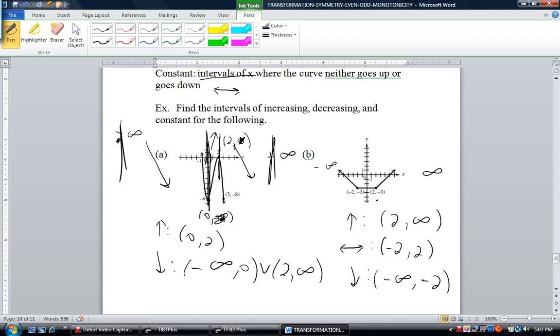Now the reason why we use parentheses is because at negative 2, it's changing. It's not going down, and it's going constant from there. So what would you put at negative 2? Would it be decreasing or would it be constant? Well, it's actually neither. It's changing direction. That's why we use parentheses around these. Same thing over here at 0, negative 8. It changed from a decrease to an increase. That's why we always use parentheses.